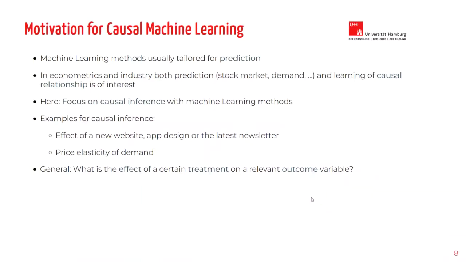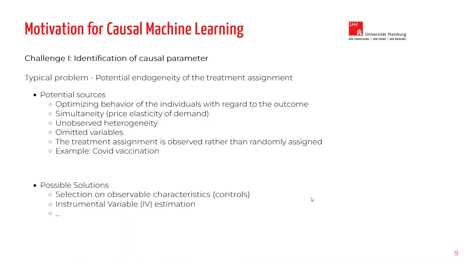And here we will know, or you will know after this tutorial, how we can assess causal relationships using machine learning methods. And we will consider two examples, the A/B test and also price elasticity of demand. And again, I repeat, we are concerned with the question: what is the effect of a certain variable on an outcome of interest?